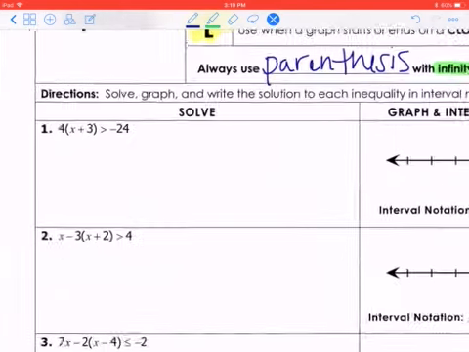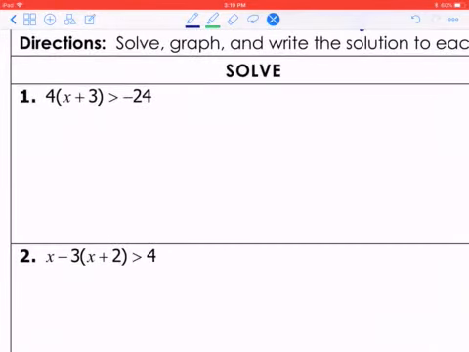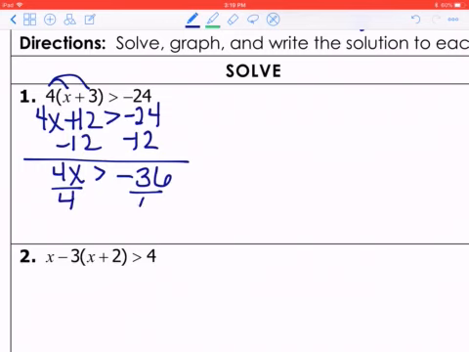So we're going to solve these just like we do equations. This should be review. So we're going to solve the first one by distributing, which we already know how to do. We have 4x plus 12 is greater than negative 24. Subtract 12. We get negative 36. Divide by 4. And x is greater than negative 9.